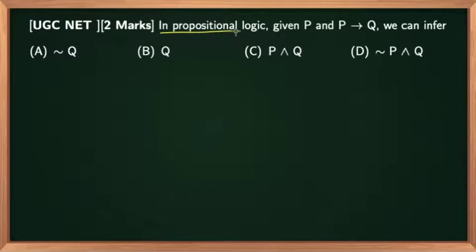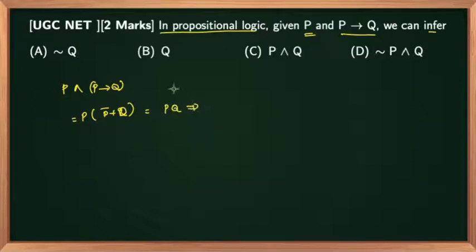In propositional logic, given P and P implies Q, we can infer what? So it's given we have P and P implies Q, right? So this is equal to P into P bar plus Q, which is equal to PQ. You have these four choices. It's very clear that PQ implies Q is true, because if this side is false, you cannot make this side true. Q is false means definitely PQ also should be false. So PQ implies Q is true.